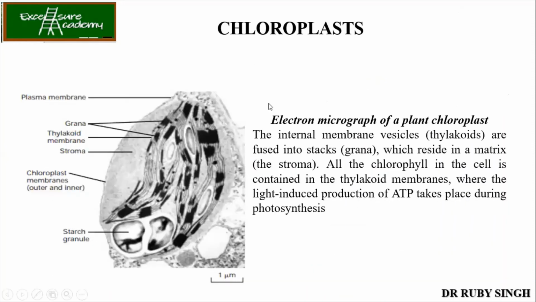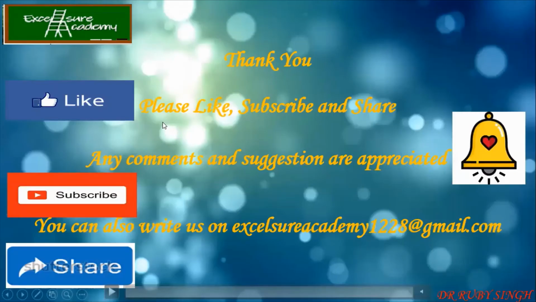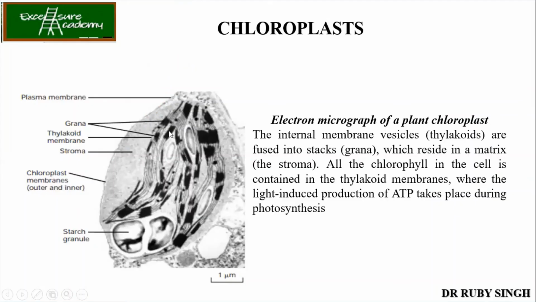Now, this is again the electron micrograph of a plant chloroplast. You can see the chloroplast, the thylakoids, and these grana. You can see the darkly stained ones, then the stroma, then the starch granules over here. Those are the storage food material present.